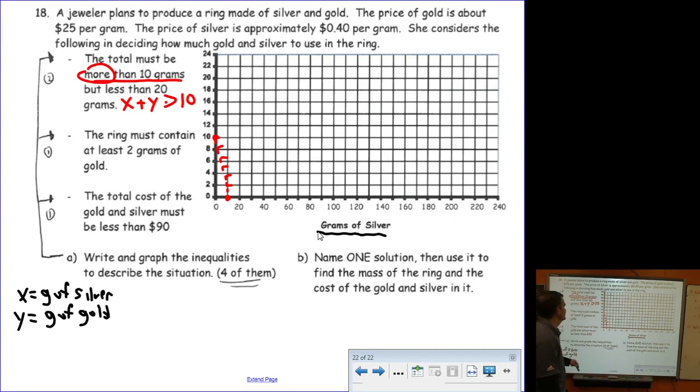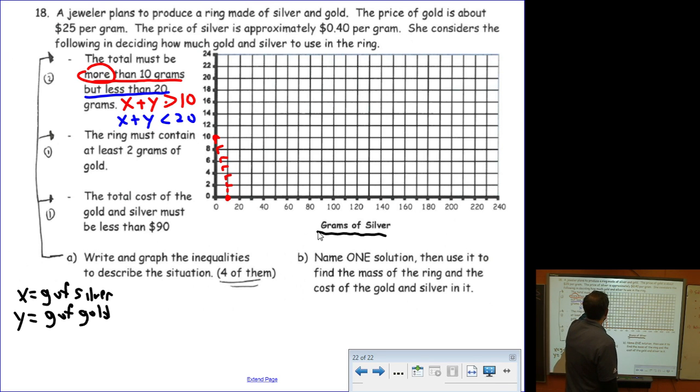All right, my next restriction is that this ring has to weigh less than 20 grams. I mean, who wants that heavier ring on their finger? Jayla? I don't know. So this time the grams of silver plus the grams of gold need to be less than 20. All right, if I was going to graph that, I would again use the x and y intercepts.